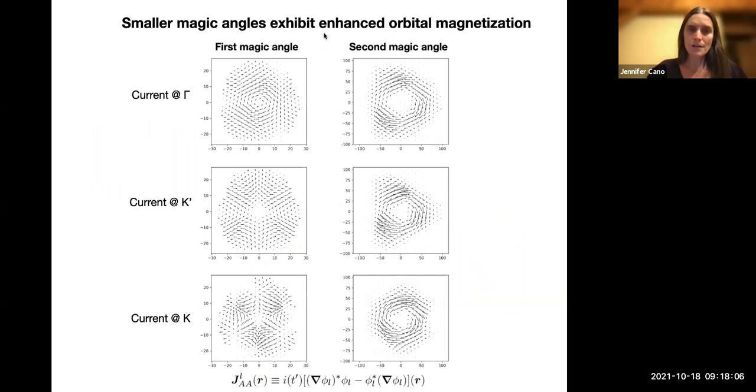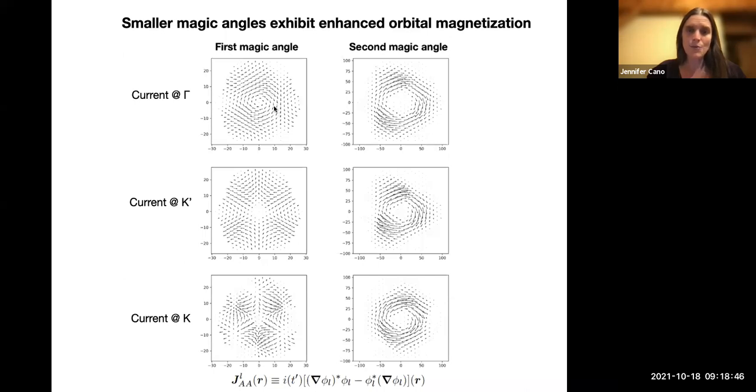The next feature that we observe, which is different between the first magic angle and the second or third magic angles, is that there's an enhanced orbital magnetization. And so what I'm plotting here is an intra-layer, intra-sublattice current operator. And we're plotting this current operator at the first magic angle and at the second magic angle. We didn't actually look at the third magic angle. I'm plotting it at gamma and then the K points. And so this current operator, its expectation value will have a magnitude and a phase. And so we can plot it on this 2D plot showing those things.